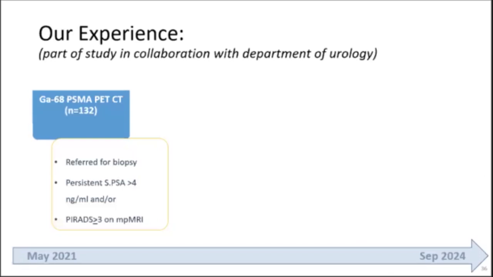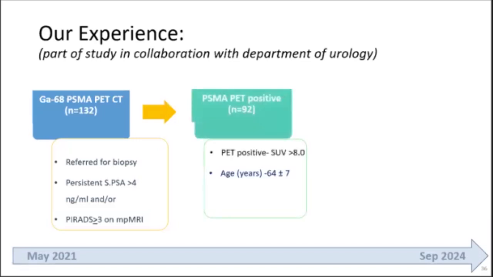So I'll be sharing an experience of prostatic biopsy from May 2021 to September 2024. During this time, 132 patients underwent 68 gallium PSMA PET CT. These patients were referred for biopsy and had a persistent serum PSA of more than 4 nanogram per ml and/or a PI-RADS of more than or equal to 3 on multiparametric MRI. Out of 132 patients, 92 patients came out to be PSMA PET positive. The positivity criteria was a SUV of more than 8.